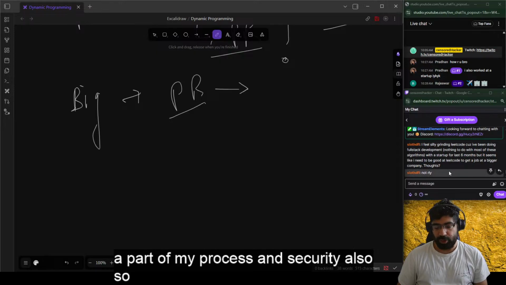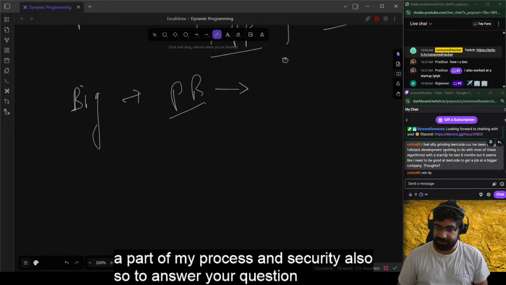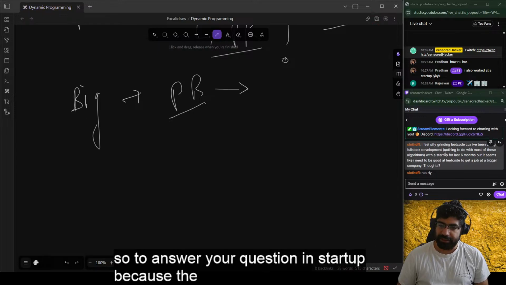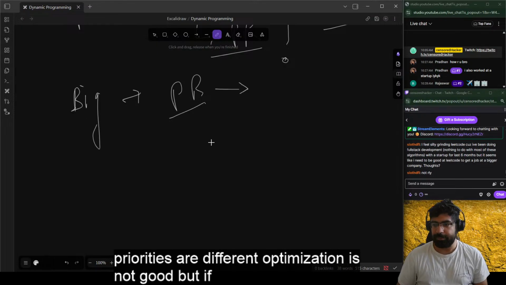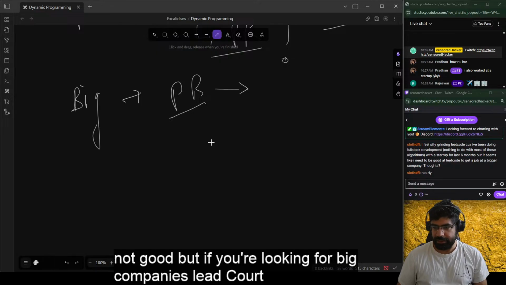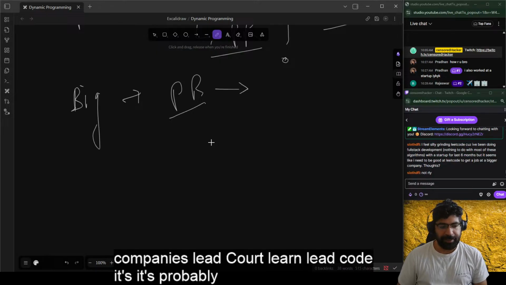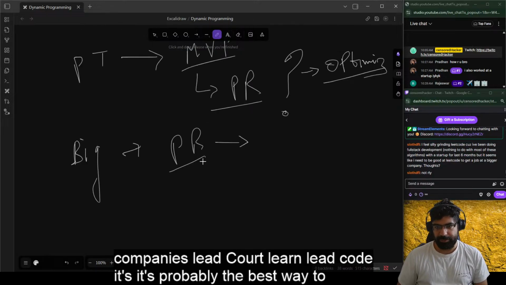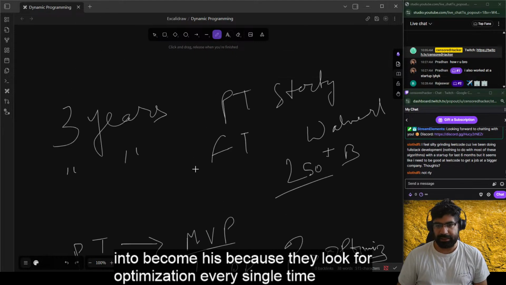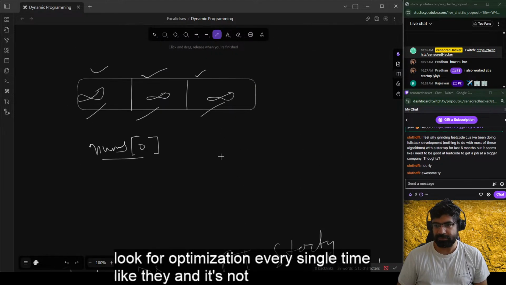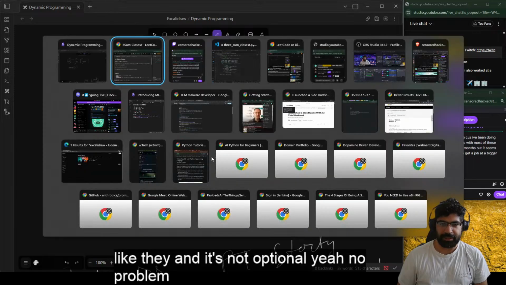So to answer your question, in startups, because the culture is different, the priorities are different, optimization is not good. But if you're looking for big companies, learn LeetCode. It's probably the best way to get into big companies, because they look for optimization every single time. And it's not optional.